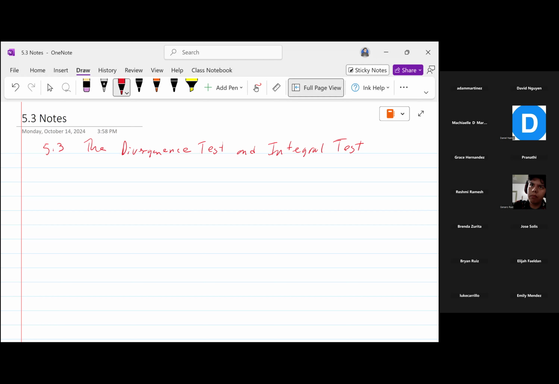Okay, so last time we said that if the limit as n goes to infinity of a sub n goes to 0, then this does not prove convergence, because of the harmonic series.